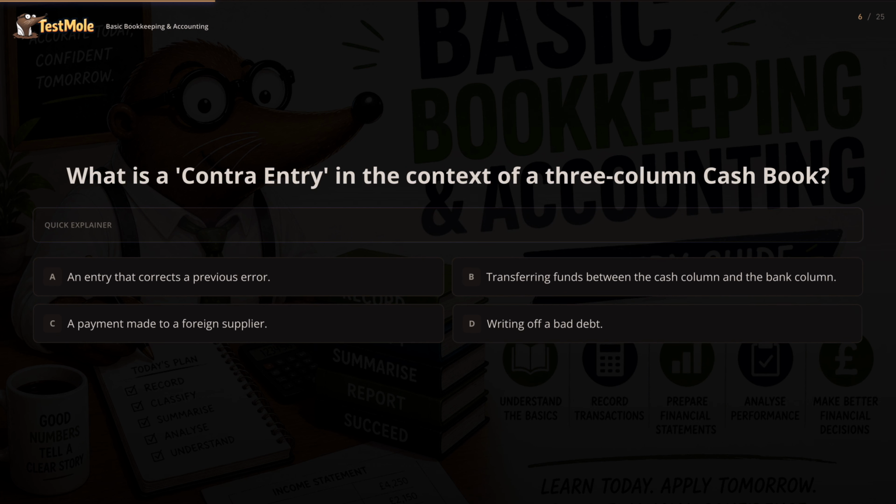Choose between A. An entry that corrects a previous error. B. Transferring funds between the cash column and the bank column. C. A payment made to a foreign supplier. D. Writing off a bad debt.